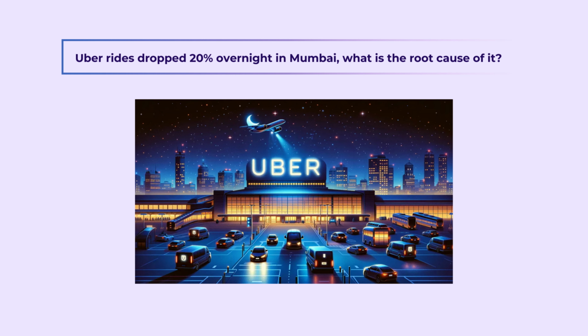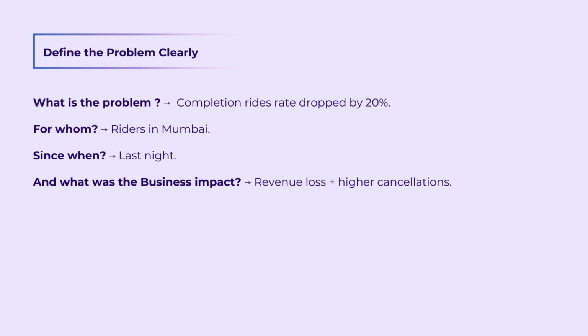Uber rides dropped 20% overnight in Mumbai. Firstly, we will define the problem clearly. What is the problem? Completion ride rates dropped by 20%. For whom? Riders in Mumbai. Since when? Last night. And what was the business impact? There was revenue loss and higher cancellations.